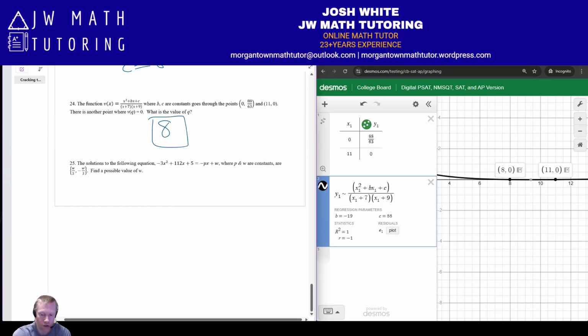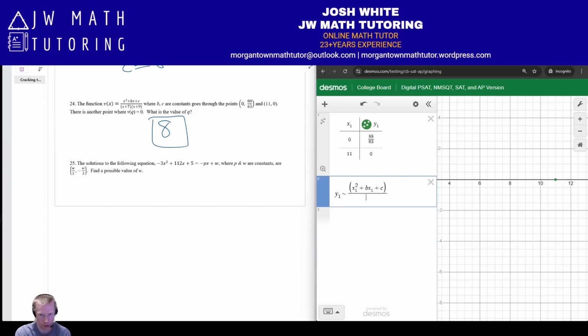Now, an alternate way you could do this as well is if you just get rid of the denominator, because really in a rational function, when you're looking at setting equal to 0, all you care about is the numerator. Basically, if the whole function is going to equal 0, that means the numerator equals 0, as long as the denominator is not 0. So we're only concerned with the numerator.